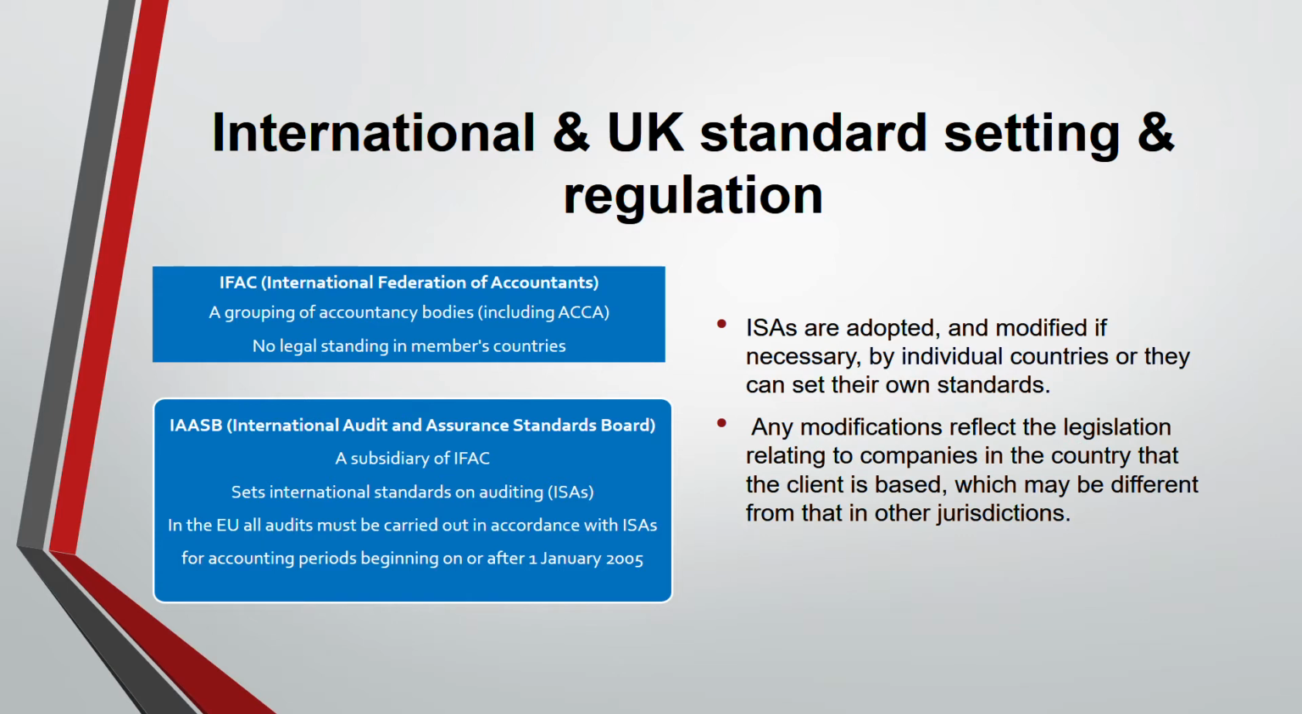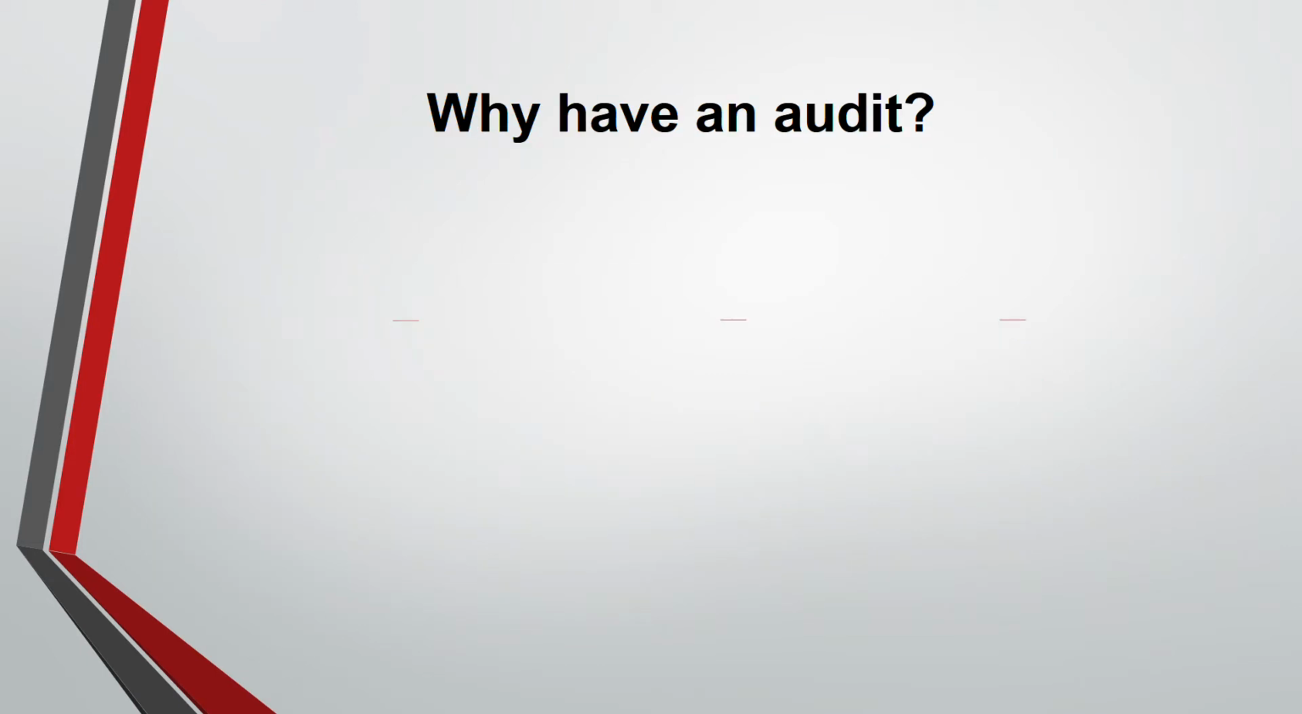Next, if you are making any modifications, they should reflect the legislation relating to companies in the country where the client is based. But this can be different from that in other jurisdictions. If you are making any modifications to the ISAs, there will be differences. Then local law overrides ISAs. If you have some local law relating to audit, that will be given first preference over ISAs. Remember that.